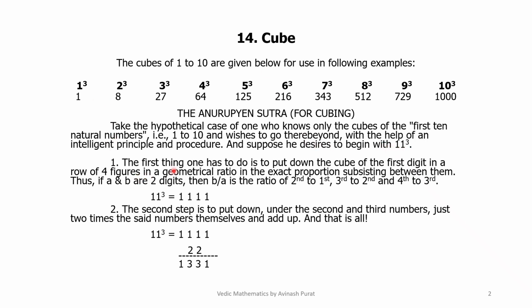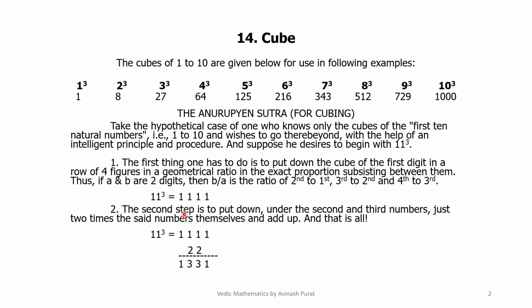1. The first thing one has to do is to put down the cube of the first digit in a row of 4 figures in a geometrical ratio in the exact proportion subsisting between them. Thus, if A and B are 2 digits, then B to A is the ratio of second to first, third to second, and fourth to third digits. So, 11 cube is equal to 1111. This is the first step.